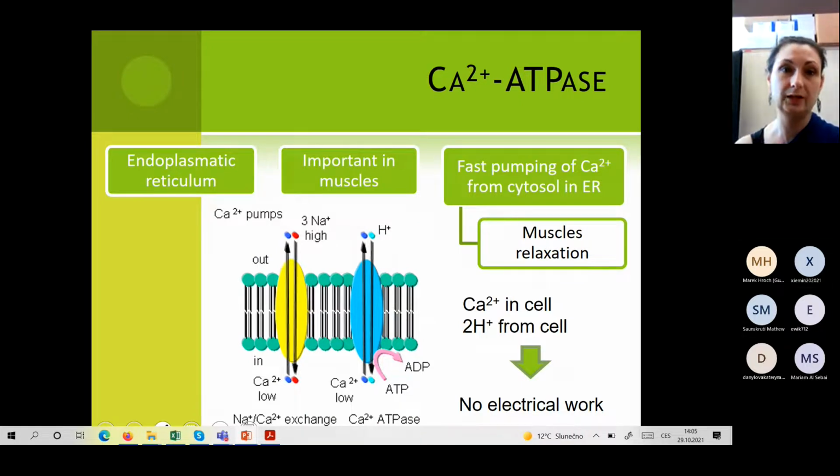This one is present in our muscles, usually in the endoplasmic reticulum. The main aim is the pumping of calcium from its low concentration to its high concentration. This is again for the recovery of the state, because during muscle contraction, calcium is released from the endoplasmic reticulum, and for the recovery of the same state, we need to push it back, and for this pushing back we need some energy.